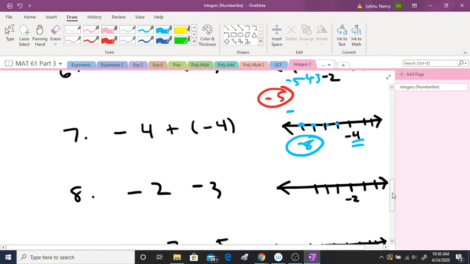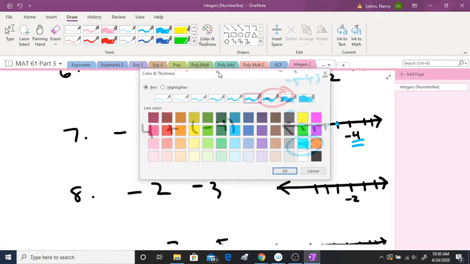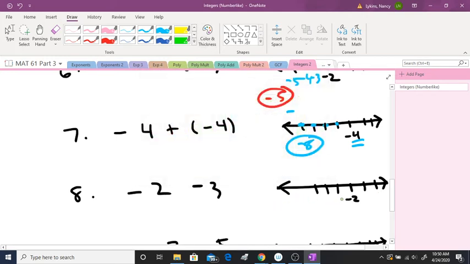Negative 2 minus 3. Now just remember, at any time in this video, you can always pause it, try to work this yourself, go back and do the same thing, and review this as many times as it takes. Now, negative 2, that means I'm going back to the negative side 3 points. So that's negative 3, negative 4, negative 5. Negative 5 is my answer.